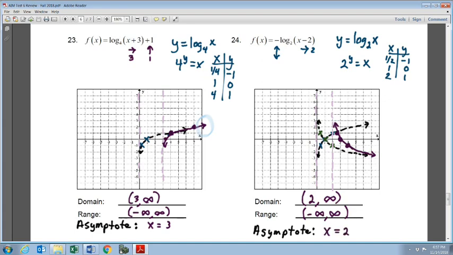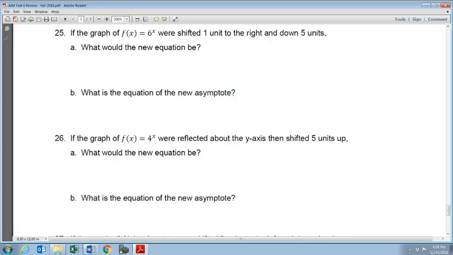All right, let's move to the last page. We got 2 slides to get through that last page. We're basically doing what we just did kind of backwards. We don't actually have to do any graphing here. So we have f of x equals 6 to the x power. If we shift that 1 unit right and down 5 units, what's going to be our new equation?